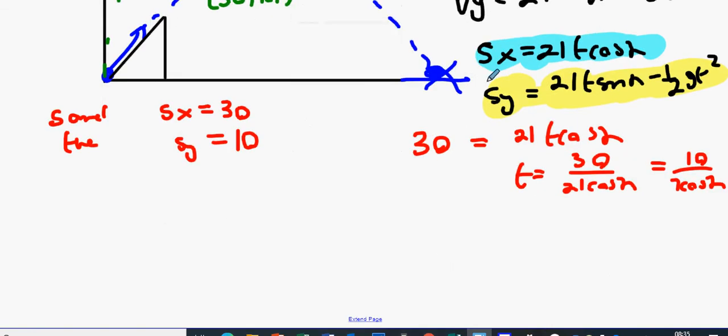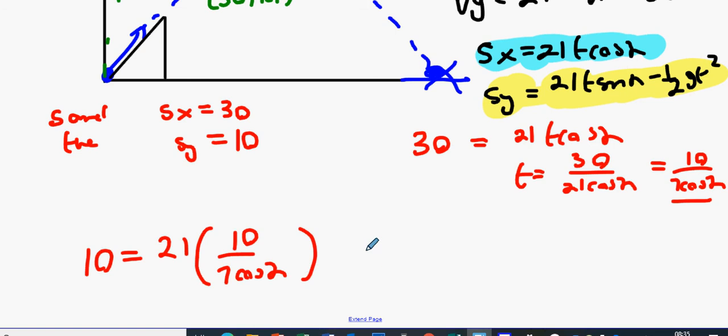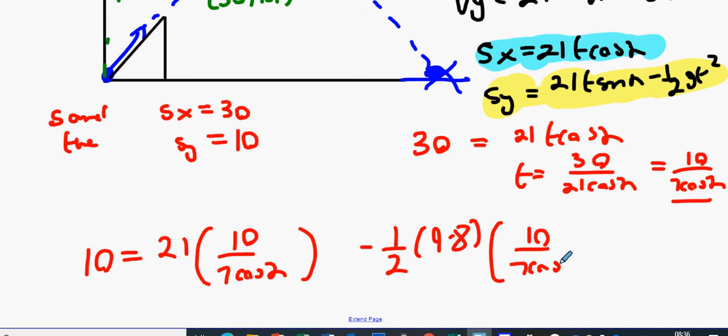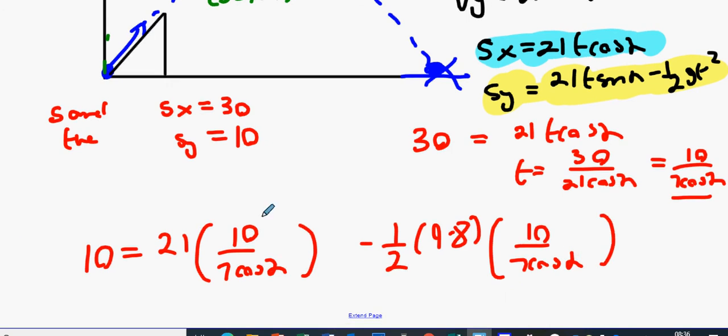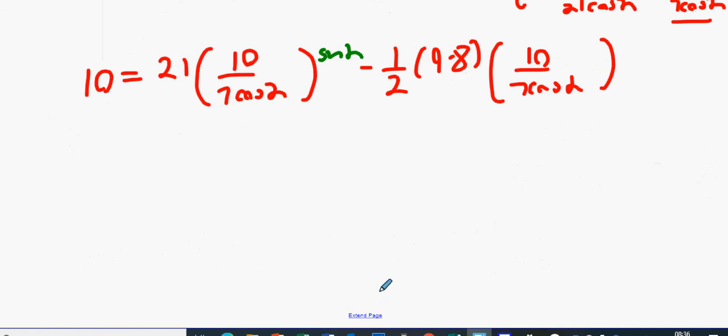Now, Sy is 10 when the t value is the same as when Sx equals 30. So 21 times 10 over 7 cos alpha minus a half gt squared, so a half 9.8 times 10 over cos alpha. Oh god, did I forget my sine alpha? I did. Alright, so here's where all the fun begins.